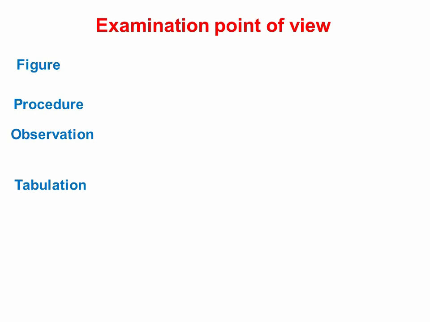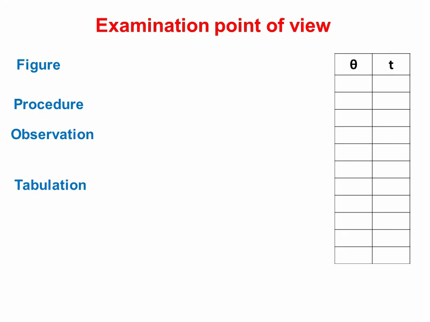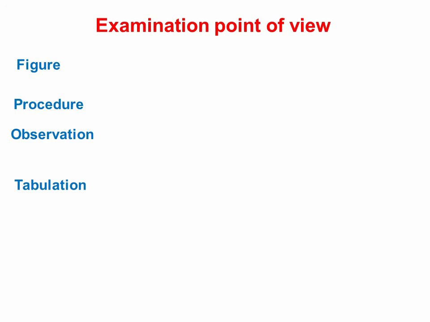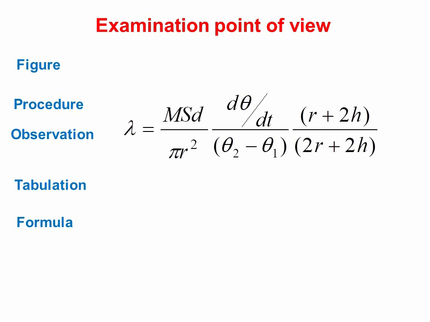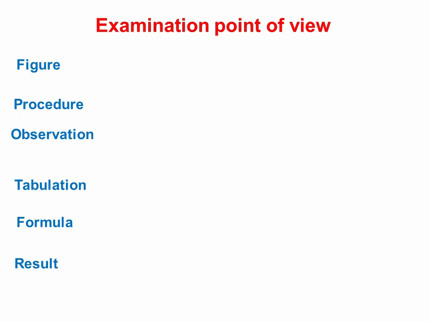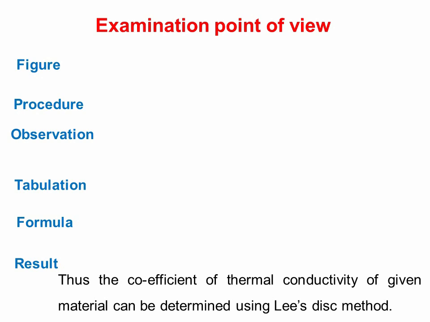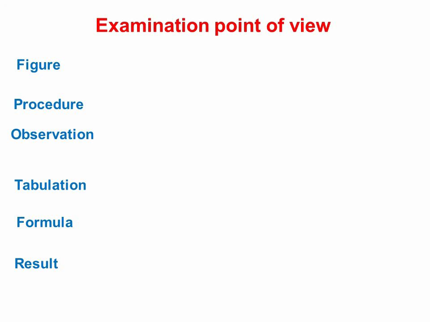Then tabulation. Draw the tabulation of theta and t. You need not write the values. If you want to, you can mention the vernier caliper and screw gauge tabulations also. Next, formula. Write this formula with the proper unit. Then result. Thus, the coefficient of thermal conductivity of the given material can be determined using Lee's disc. So, in this way, you have to write in the theory paper. Thank you.